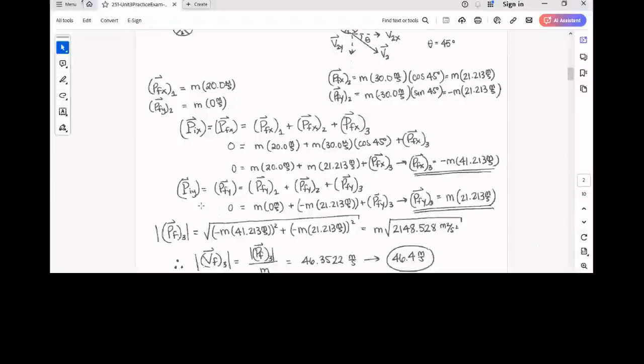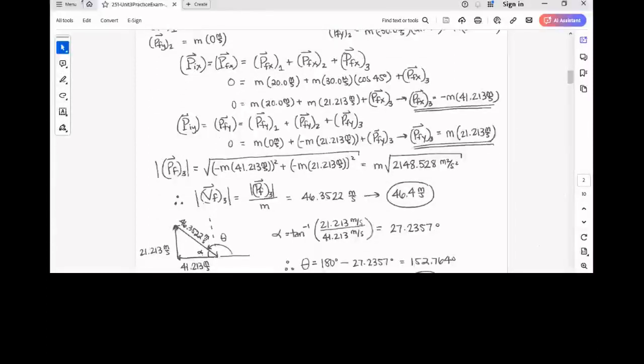I can do the same thing for the y direction, such that the total initial momentum in the y direction is equal to the total final momentum in the y direction, which is going to be the sum of the final momenta in the y direction for piece 1, piece 2, and piece 3. If I plug that into this expression, retaining the negative that I have to keep there for P final y2, because that piece points down, I end up with the expression P final y3, so the final momentum in the y direction for piece 3, is equal to the mass times 21.213 meters per second.